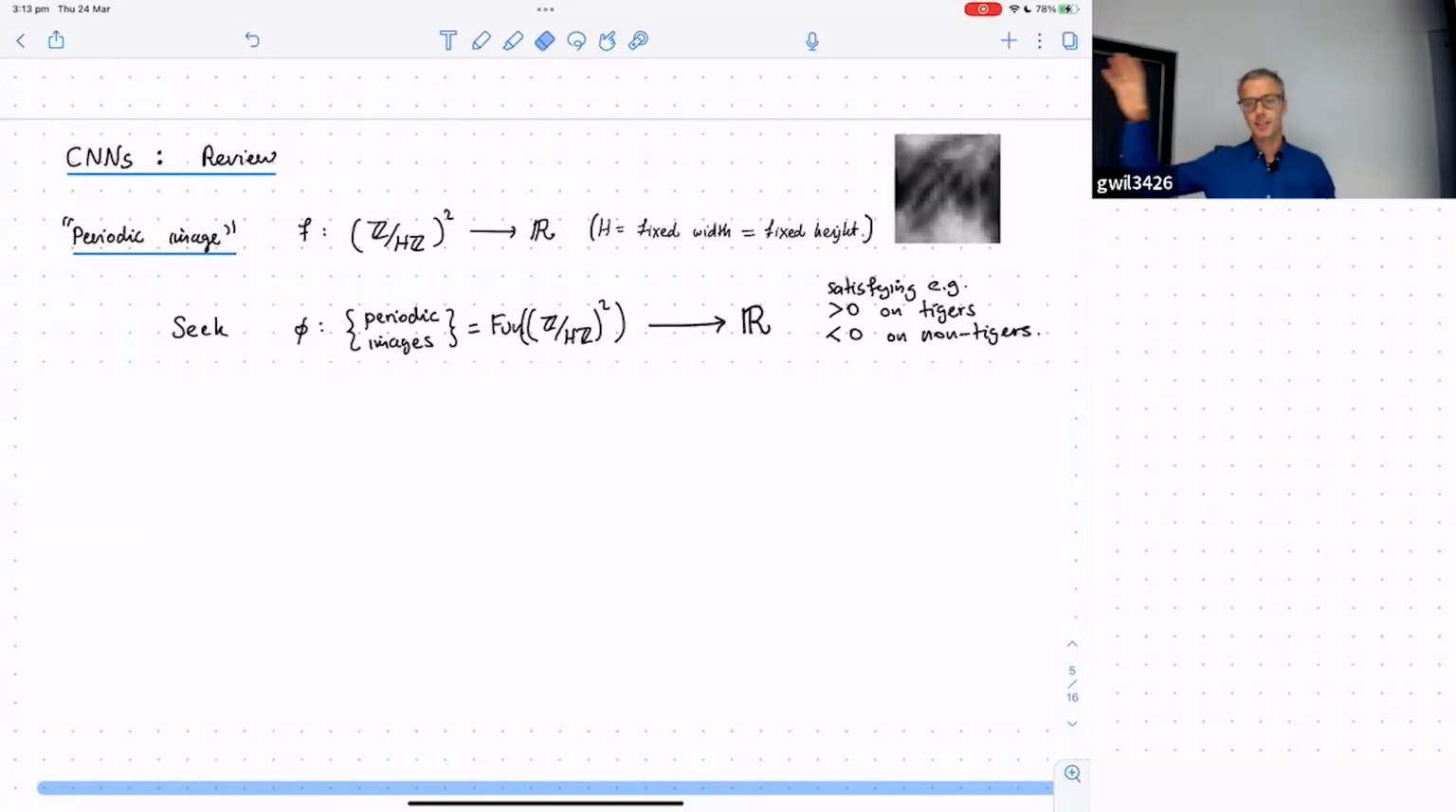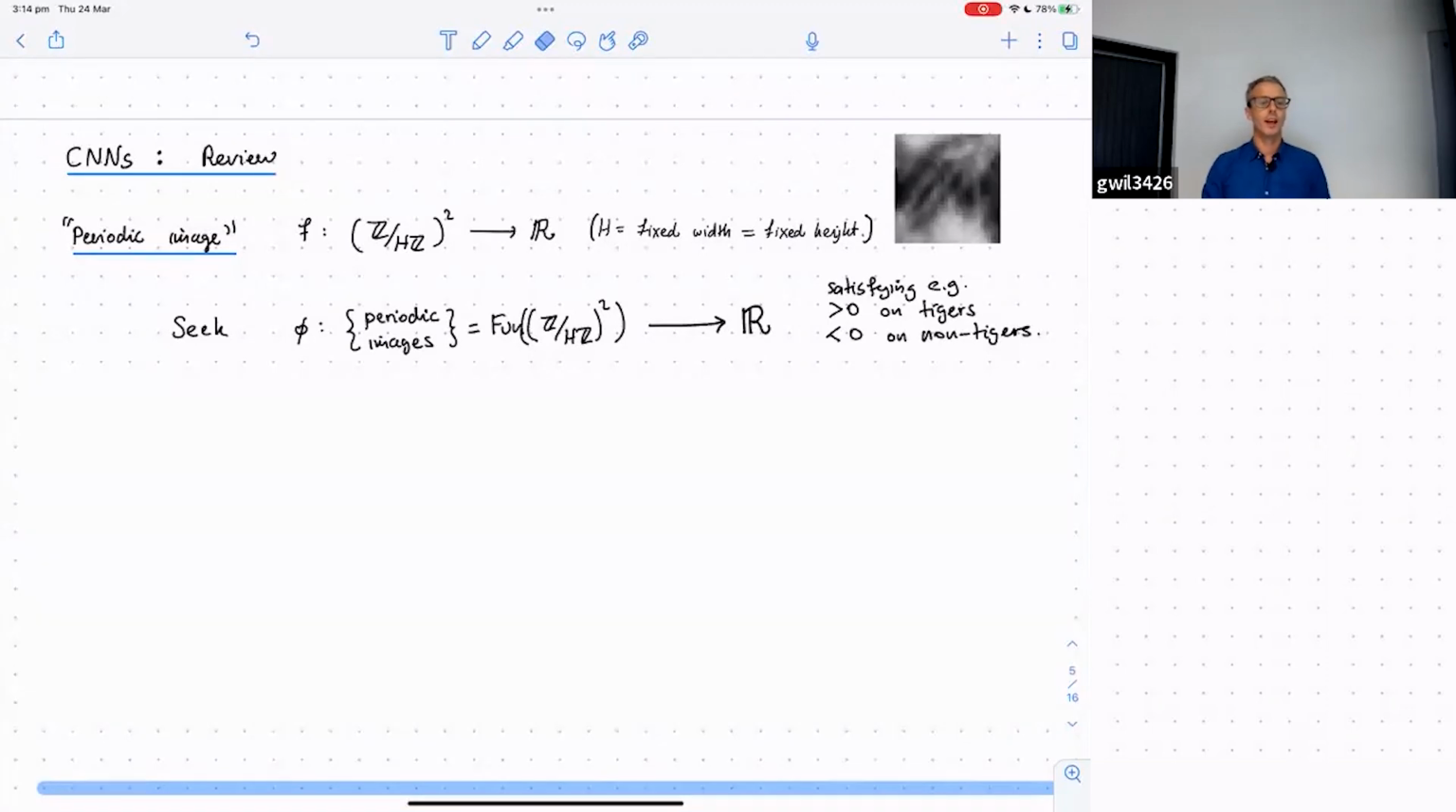So here's my image in the top right. This is a grayscale image. I'm assuming that it is on a square, so I have a fixed width and a fixed height, a fixed number of pixels wide, a fixed number of pixels high. And my pixel value is given by a real valued function. So for example, this pixel value might be between 0 and 255.